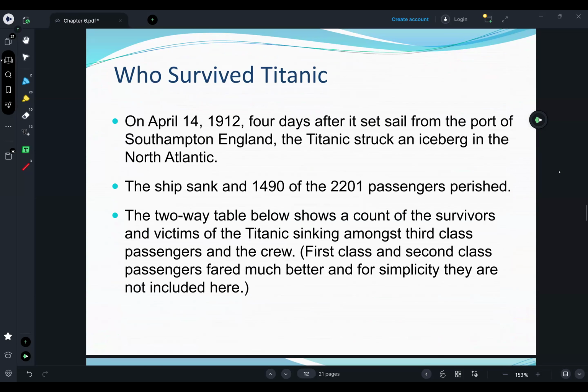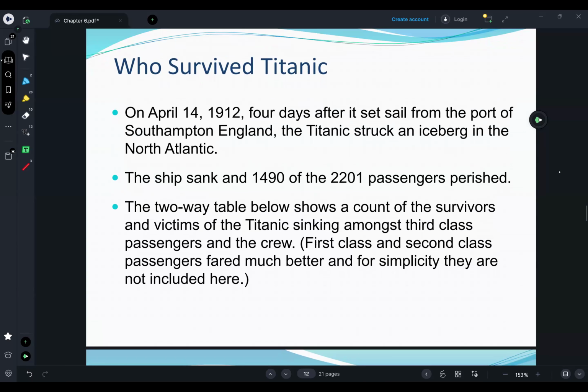1,490 of the 2,201 passengers perished. And then I have put together a two-way table that shows the counts of the survivors and the victims. I didn't include the first and second class passengers because most of them survived. But unfortunately, it was the crew and the third class passengers that most of them did not survive. So we're just going to compare them, the crew of the ship and the third class passengers.